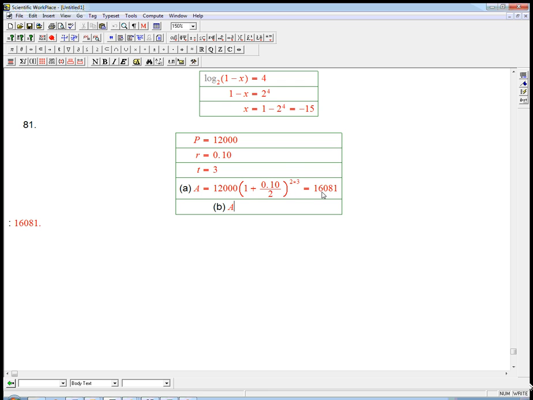Okay, B, A equals 12,000. And then this is monthly. That's a more standard kind of thing. So here, every month you're getting less than 1%. Oh, that's too bad. But you're getting it 36 times. And so, okay, it's a little bit more money.